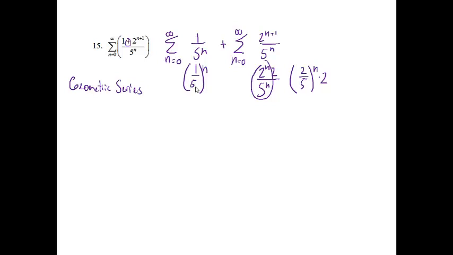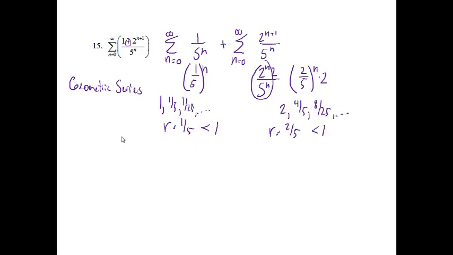On this one, my first term, if I plugged in 0, would be 1. My second term would be 1/5, then 1/25, and so forth. My ratio on this one would be 1/5, which is less than 1, so this one's going to converge. On the other one, my first term would be 2, my second term is going to be 4/5, my third term is going to be 8/25, and so forth. My ratio is 2/5, which also is less than 1. So since in each case r is less than 1, the series is going to converge.